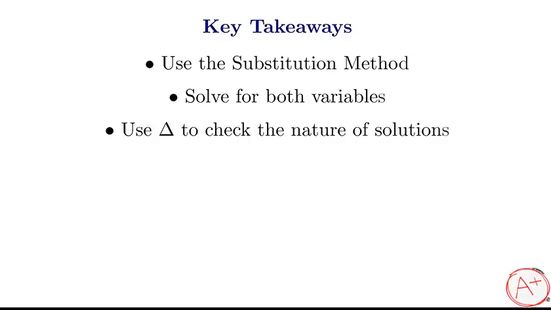To summarize, use substitution to reduce the system to a single variable quadratic. Always solve for both coordinates. And remember, the discriminant tells you if the line is a secant, a tangent, or doesn't intersect at all.